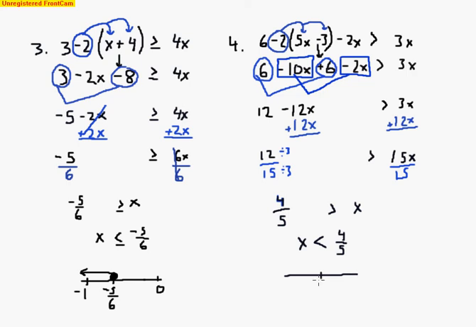So let's put that 4/5 in the center. A number bigger than 4/5 is 1. A number smaller is 0. We're going to go ahead and put an open circle on that 4/5, and since x is less than 4/5, we are going to draw an arrow to the left.